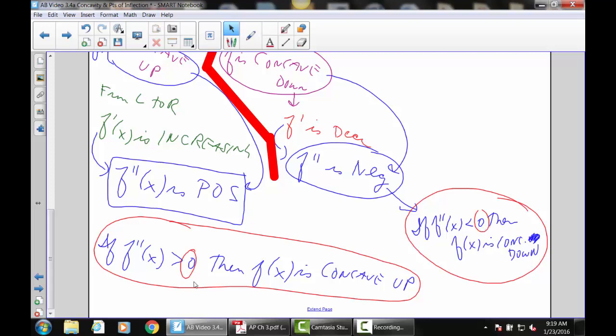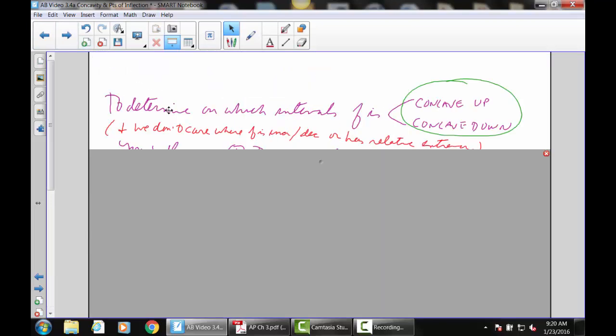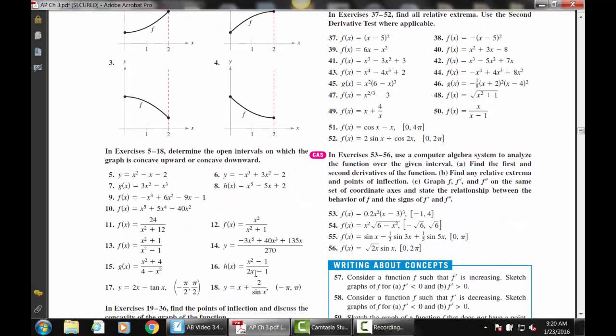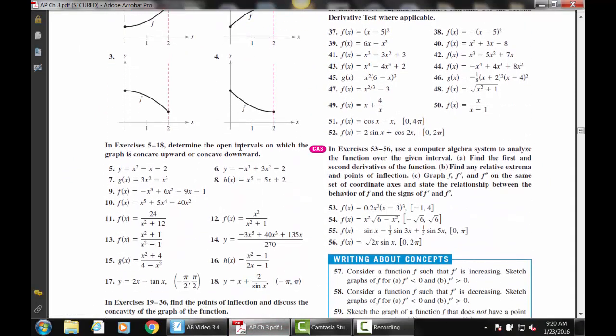Now, positive and negative mean greater than 0 and less than 0, which means we're going to find out where it's 0, to determine the intervals on which a function is concave up or concave down. At first, in the homework, in numbers 5 through 18, all they want to know is the open intervals on which the graph is concave up or concave down. They are not interested in where the graph has relative extrema. So if they don't ask about relative extrema, do not go out of your way to find them. Eventually, we'll be asked to graph these functions, and then you will need to know the relative extrema.